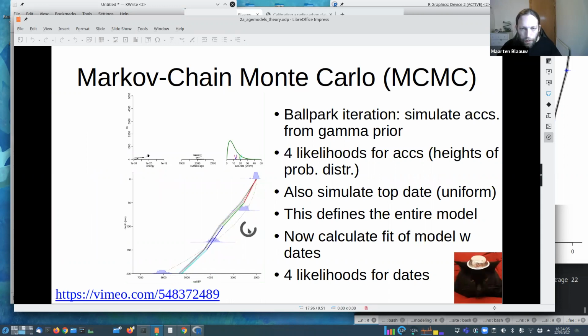Okay. So here we're combining our dates with prior information on our accumulation rate. And by doing so, the model will try to combine each time the prior information with the data. It just chooses random values all the time, but those random values are more likely to be accepted if the fit is better. Yeah. So that's the way we learn.